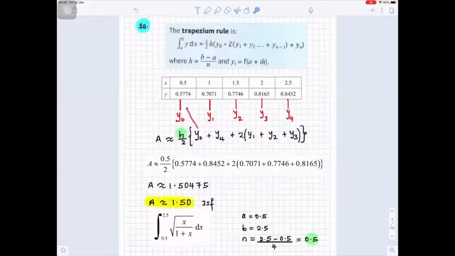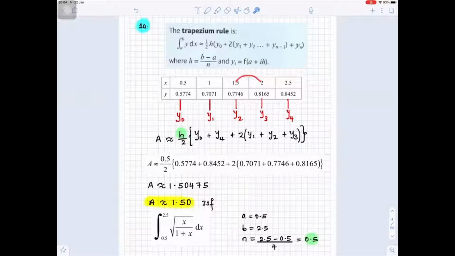y0 is the first value for y. y4 is the last value. So it's the first plus the last plus 2 times the rest: 2 times y1, 2 times y2, 2 times y3. And the value for h is 0.5. You can get that from the table. 1 minus 0.5 is 0.5. 1.5 minus 1 is 0.5.